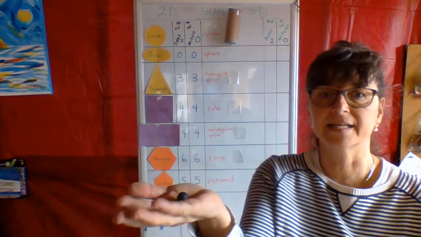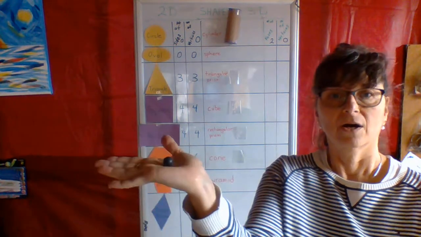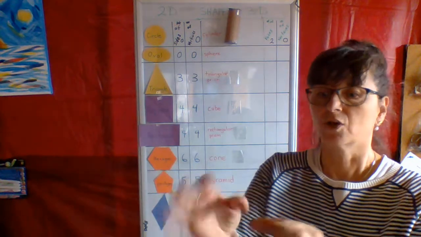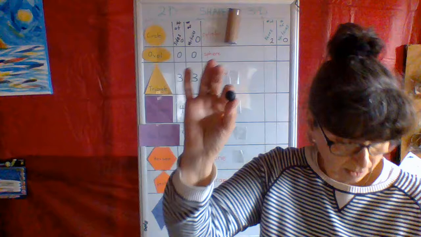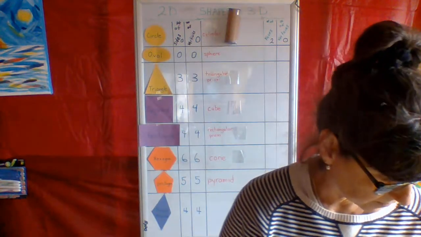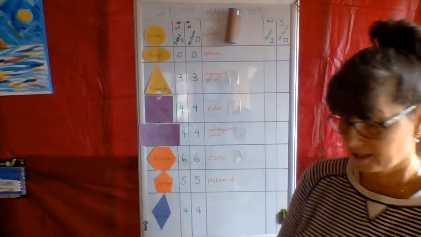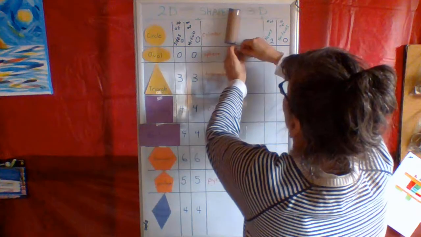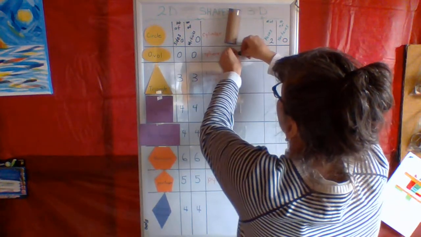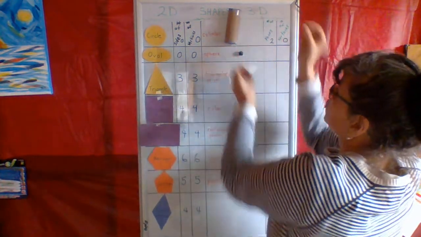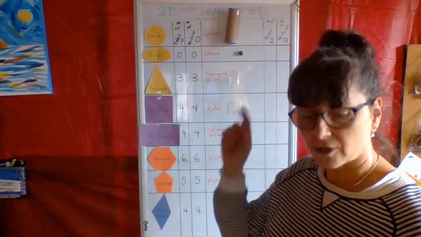Next, we're going to go to a sphere. And a sphere is a ball. And it's completely round and it rolls around. So I've got a little sphere here. What else could you use for a sphere? I bet if you guys had big balls at home, that would be a sphere. Oh, a perfect round ice cream scoop would be a sphere shape. So we've got our sphere there.